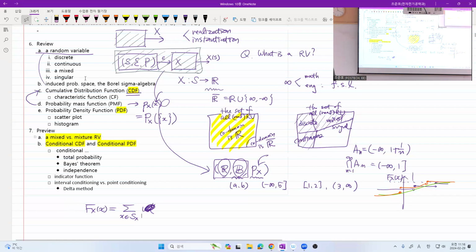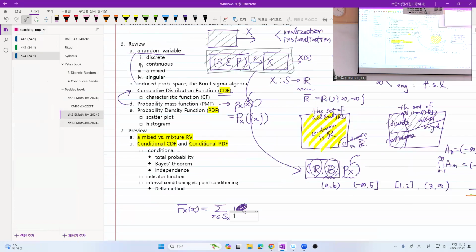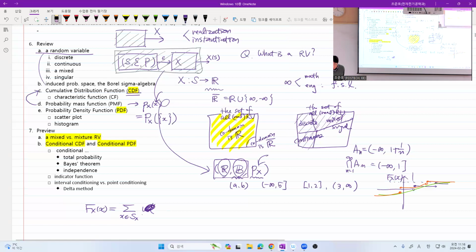Let me say x0, U of x minus x0. So you can easily show that for a discrete random variable, the CDF contains all the information about the random variable. In that case, we just say that the CDF fully characterizes the random variable. And the CDF of a discrete random variable can be written this way in terms of the U function.